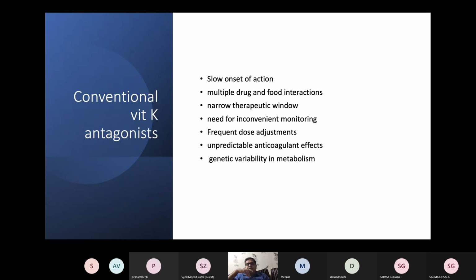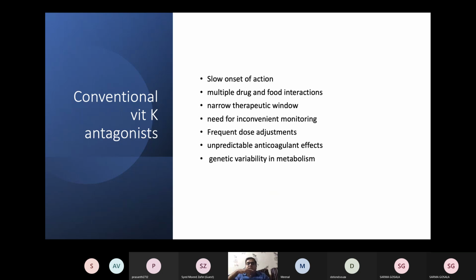The most important is the slow onset of action. It almost takes 4 to 5 days for the onset to start, and we need to overlap with heparin, as we all do for many years. It has multiple drug and food interactions; patients need to avoid vitamin K rich food, and that becomes an issue because that can't be monitored. And it has quite a narrow therapeutic window. The PT INR can fluctuate so much, and there can be issues with bleeding risks.